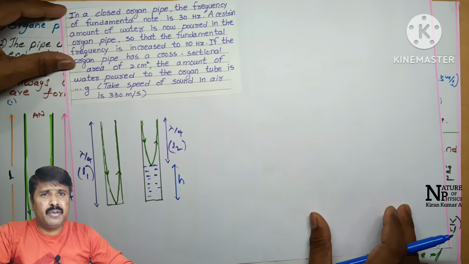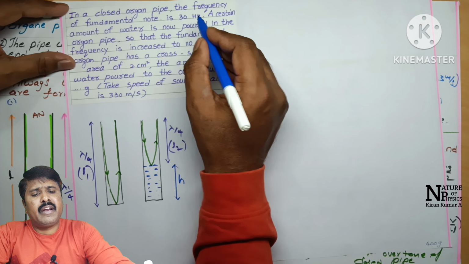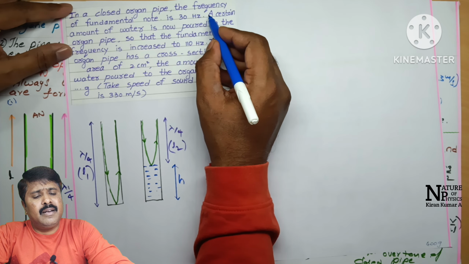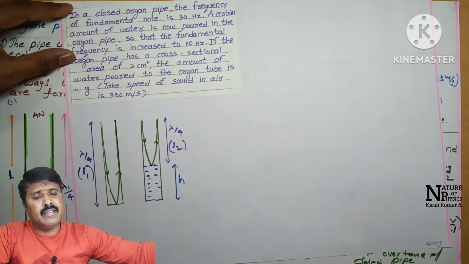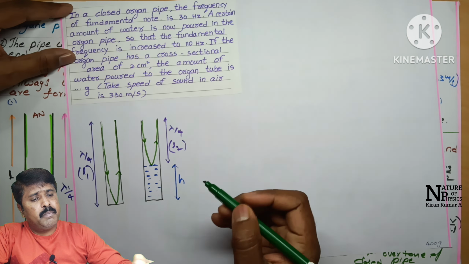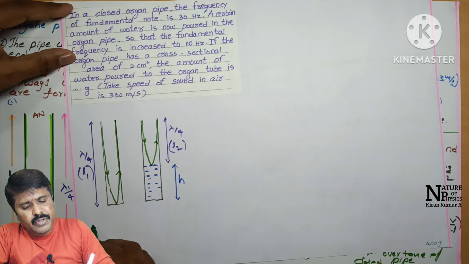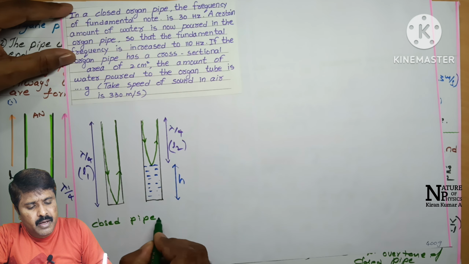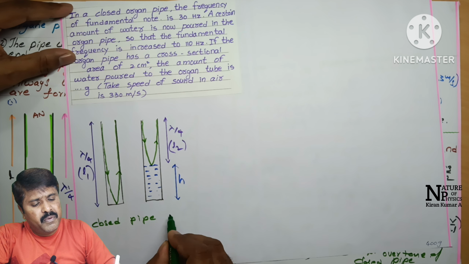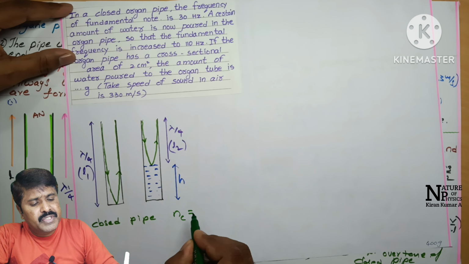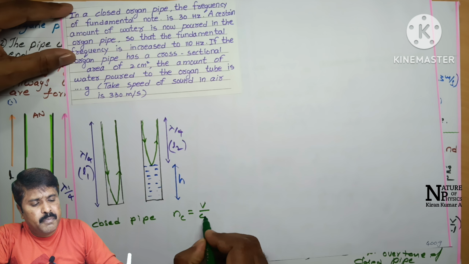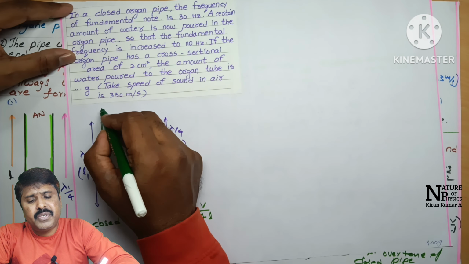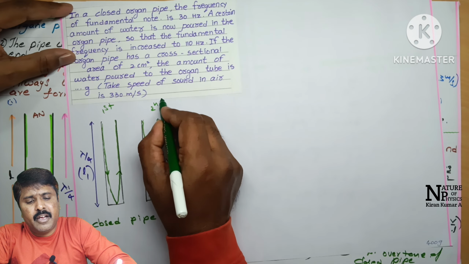Second question. In a closed organ pipe, the frequency of the fundamental note is 30 Hz, given. What type of pipe is given there? A closed pipe. What is the fundamental frequency? NC is equal to V divided by 4L. Notice that. So the first diagram is there, and the second diagram is there.